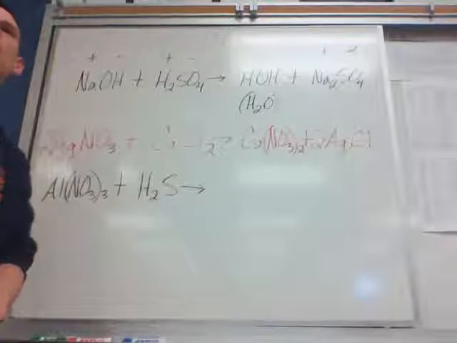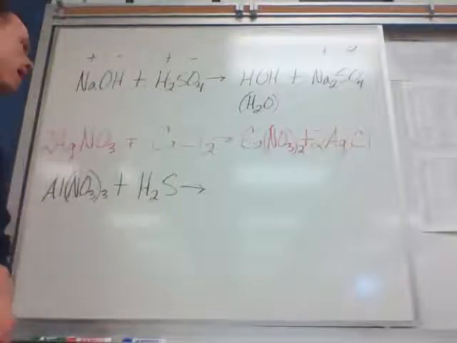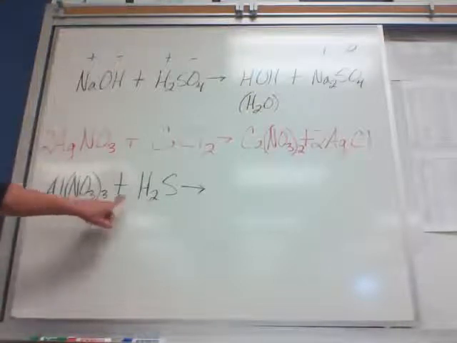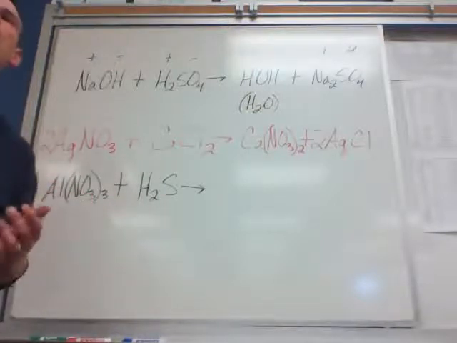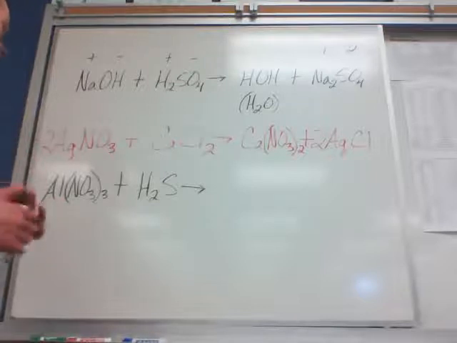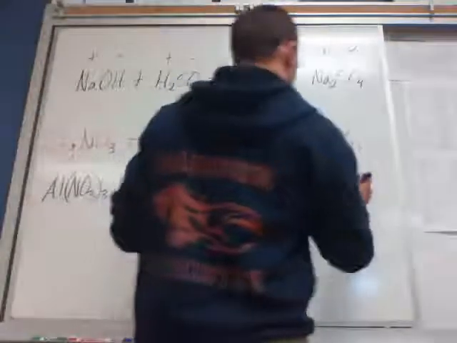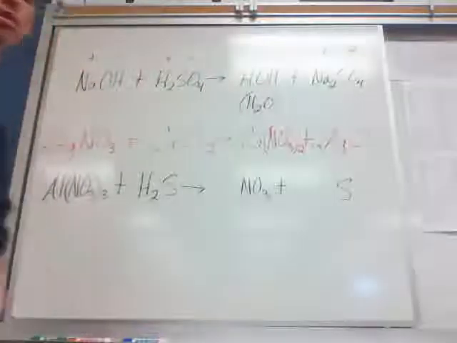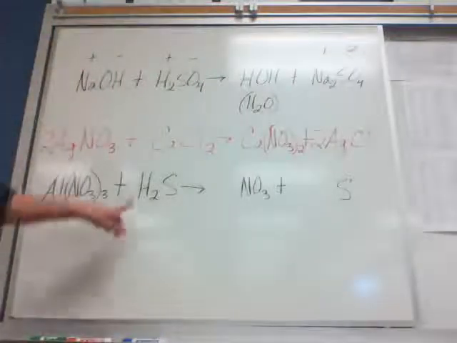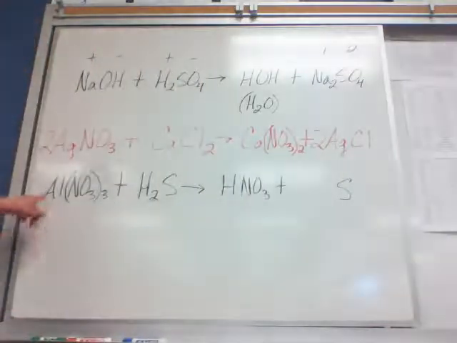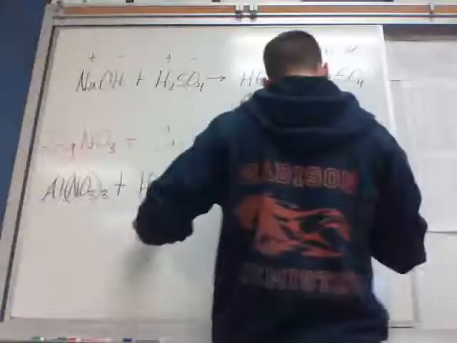I know it's double replacement because it's two compounds reacting together. The aluminum is going to want to switch with the hydrogen because they're both positively charged. That means that nitrate is not going to move, and sulfur is not going to move. Hydrogen's going to come over here. Aluminum's going to go over here.